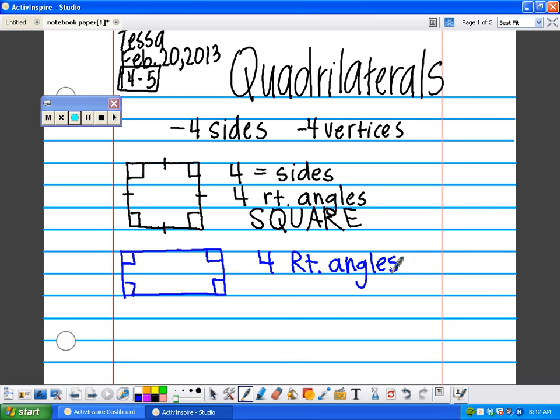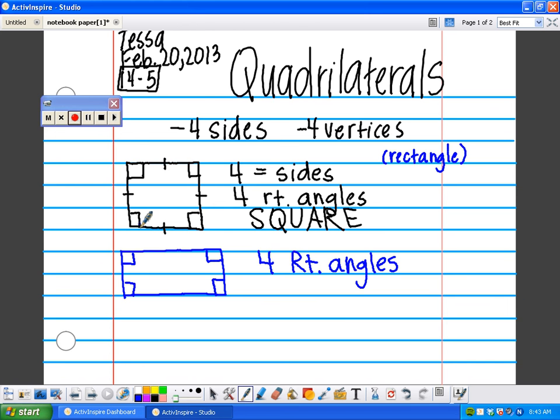So let's look at this shape right here. Let's look at this one. Does this shape have 4 right angles? It does, doesn't it? So could it also be called a rectangle? It sure could. Let's put over here on the side, I want to write also this is a rectangle because it has 4 right angles.